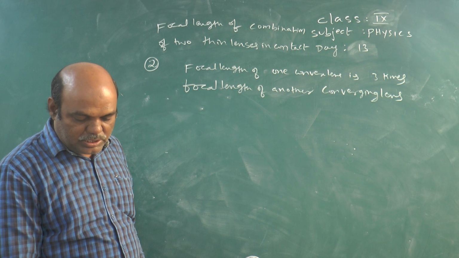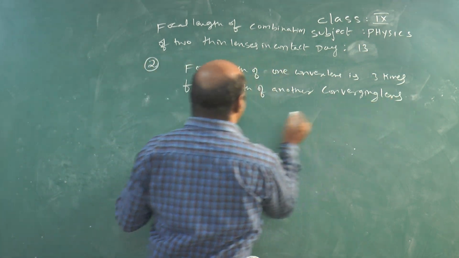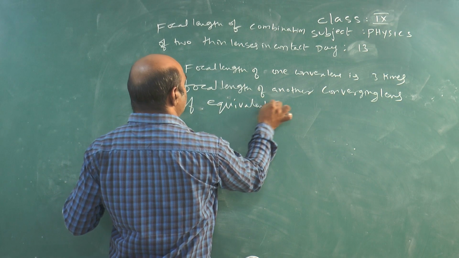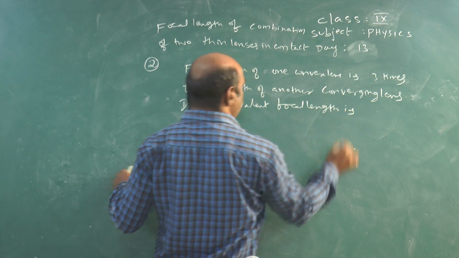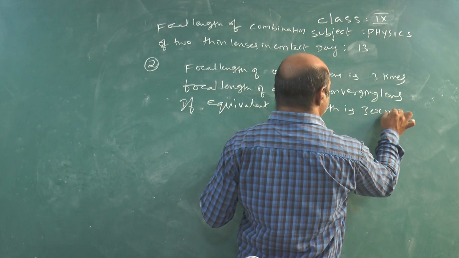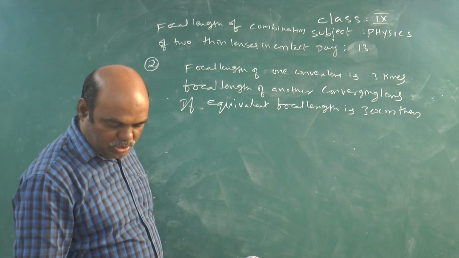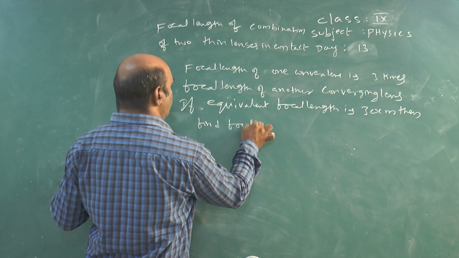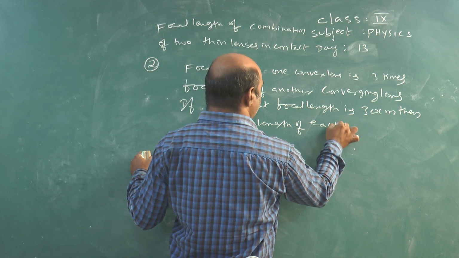If the equivalent focal length is 30 centimeter, then find the focal length of each lens.